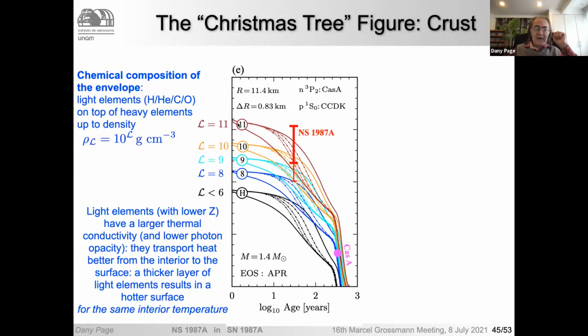This is a light element at the surface. So it has accreted junk after the explosion. Depending on how deep the light element goes, light elements have low Z, so they have a higher thermal conductivity. So even if the interior of the star is exactly the same in all these models, the surface looks different, because having light element, the heat can come out more easily. So depending on the amount of light element or the thickness of this layer, you can increase the temperature.